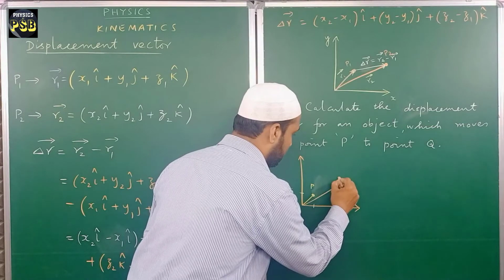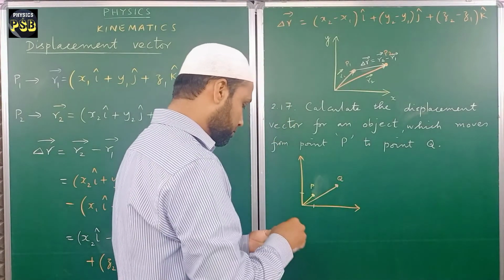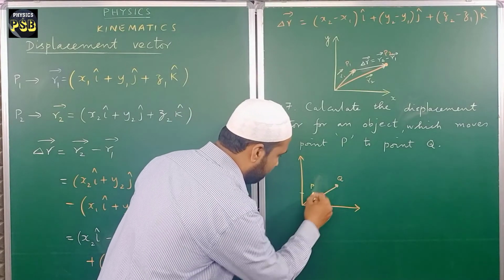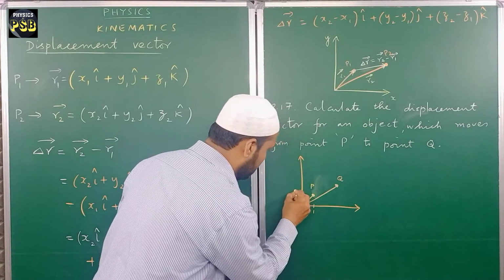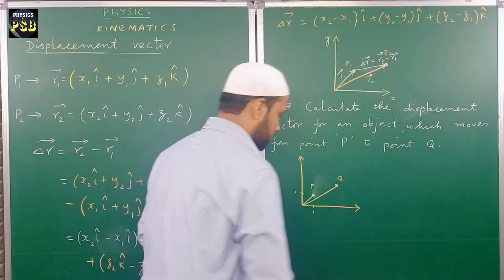This is the given letter Q. This is the new position of the object. Okay. And on the graph, this point represents 1. Here along the y-axis, this is the first point.